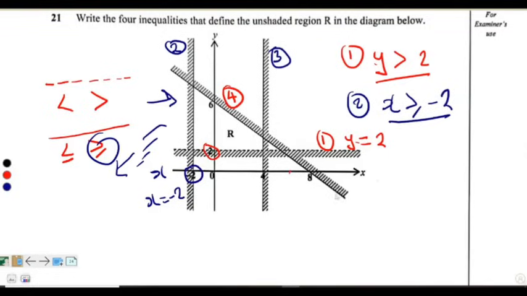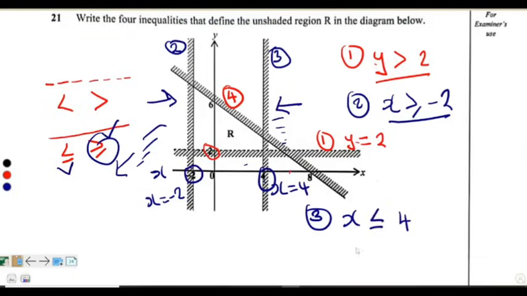I hope you are following. Now we come to line 3 as well. So our line 3 is this line, which is right here. It is on the x-axis at the point x is equal to 4. So we are going to say x, we leave space, then we write here 4. Now the shaded side, these are numbers that are greater than 4. The unshaded side right here is numbers that are less than 4. Now what type of line is it? A solid line. So remember what I've said, if it's a solid line, it's going to be less than or equal to, or greater than or equal to. So the unshaded part is less than or equal to 4. So x is less than or equal to what? To 4.